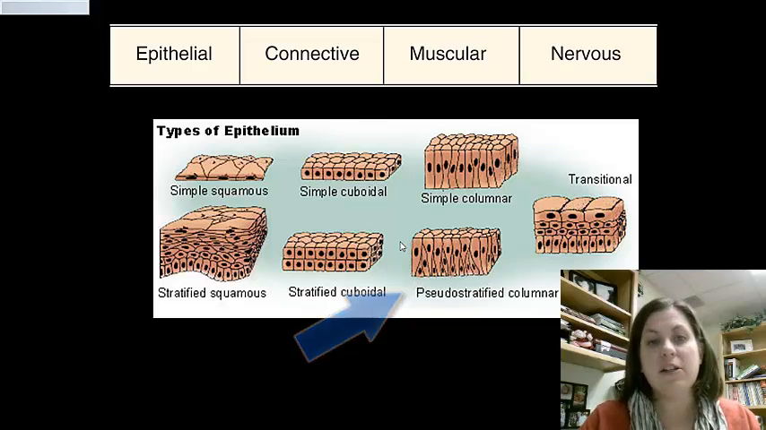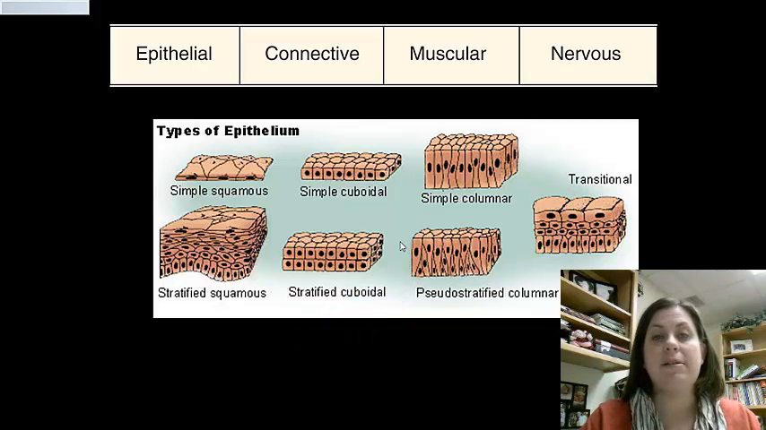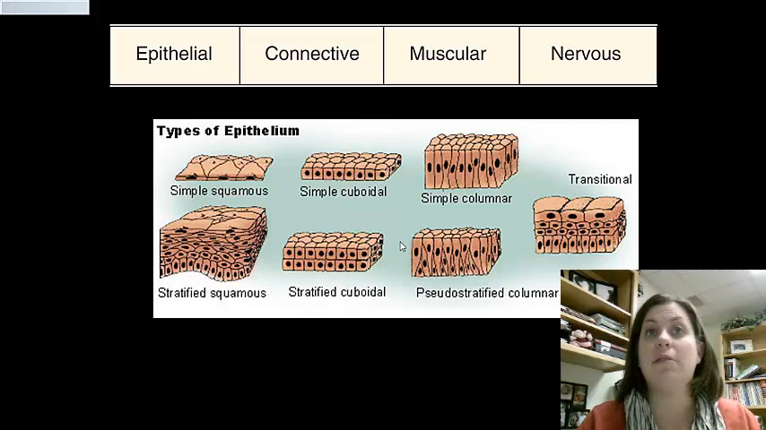Now, here are some examples. You can see simple squamous, simple cuboidal, simple columnar, but then you can also see stratified of each: stratified squamous, stratified cuboidal, and then the columnar ones are the ones that normally form the pseudostratified because they're longer and so they can look like there's multiple layers. And then over here you can see transitional, where they're transitioning between flat, cuboidal, and columnar.